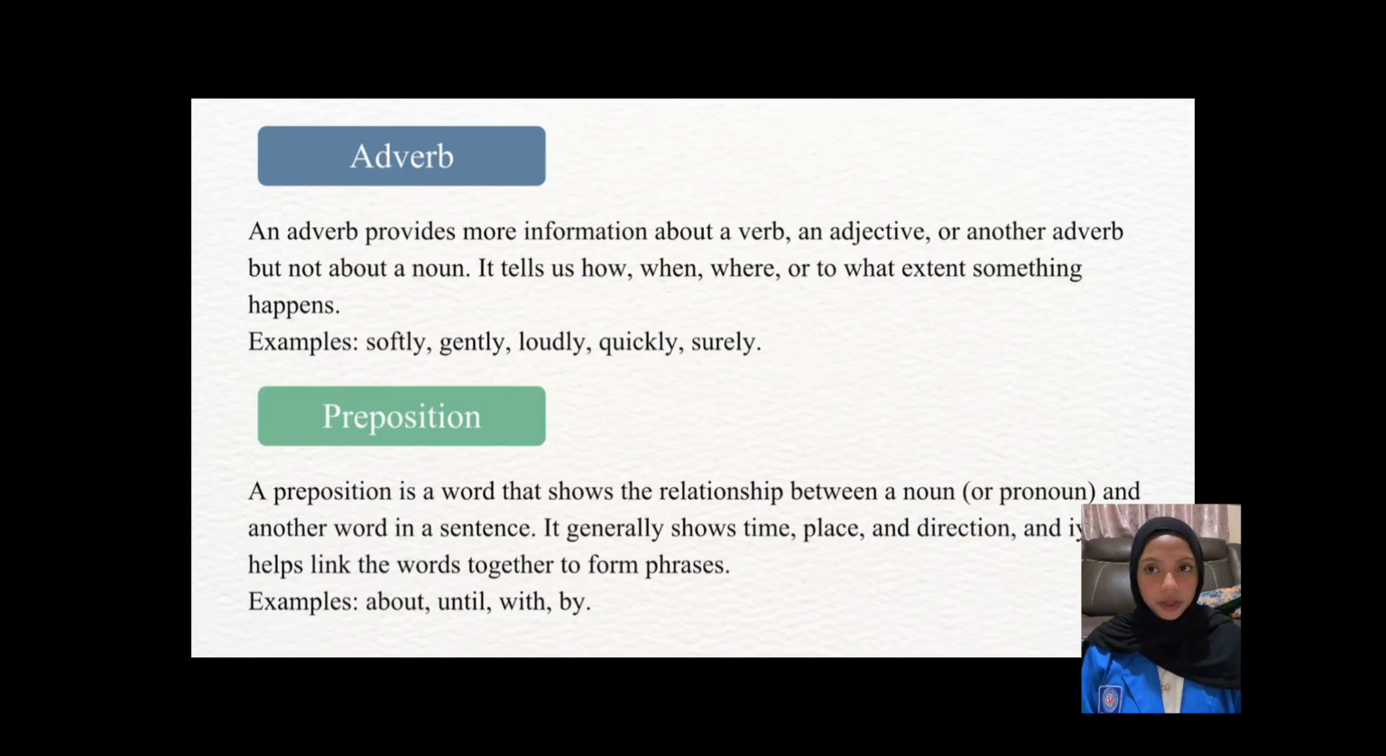And the next is preposition. A preposition is a word to show the relationship between a noun or a pronoun and another word in a sentence. It often shows time, place, direction, and helps connect words into meaningful phrases. Examples include about, until, with, and by. For example, the book is on the table. The word on shows the relationship between the book and the table. So on is the preposition.